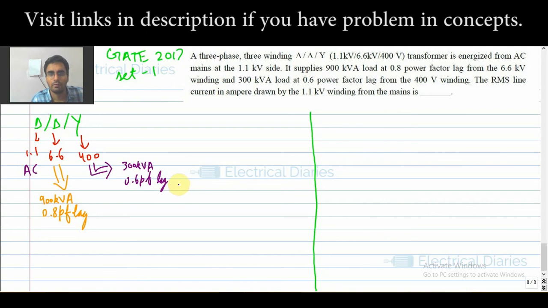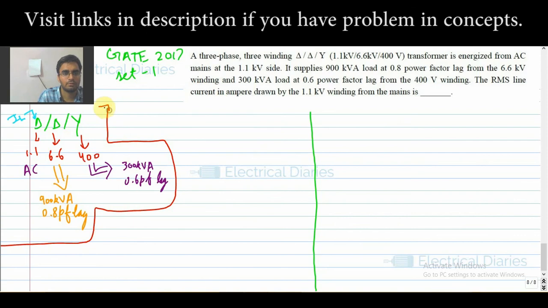Now I have to find out the RMS line current in amperes drawn by the 1.1 kV winding. So I have to find the current IL, the RMS line to line current. So this is the question. Not a big deal, we can tackle this.